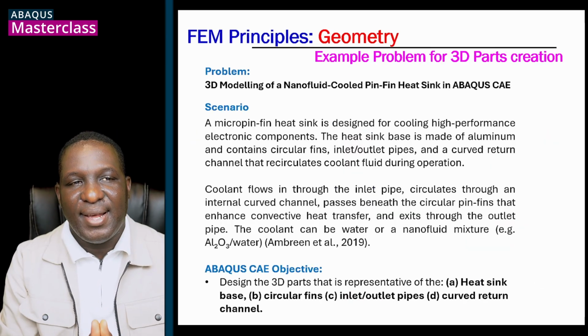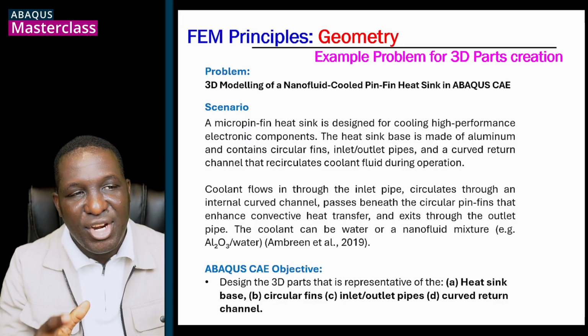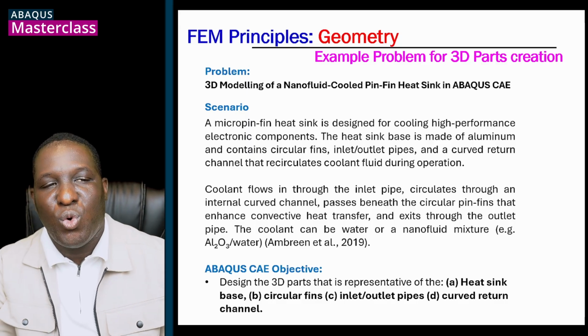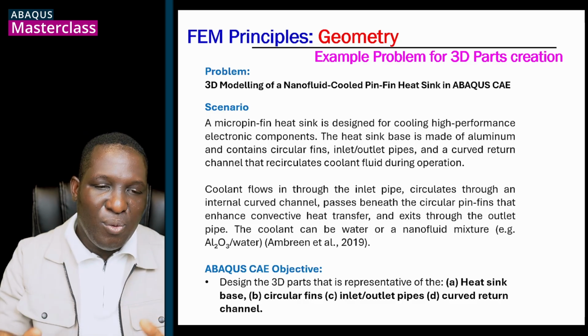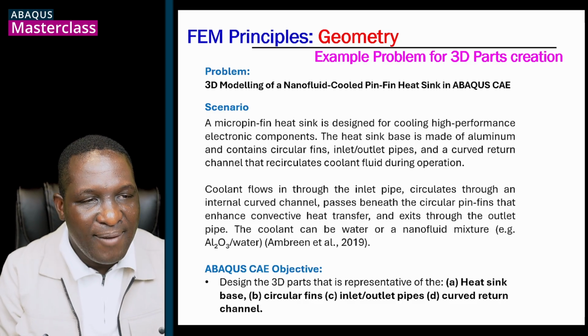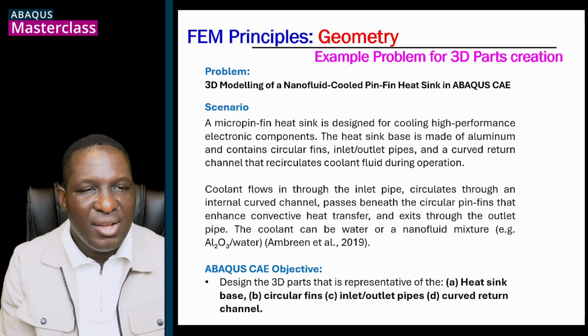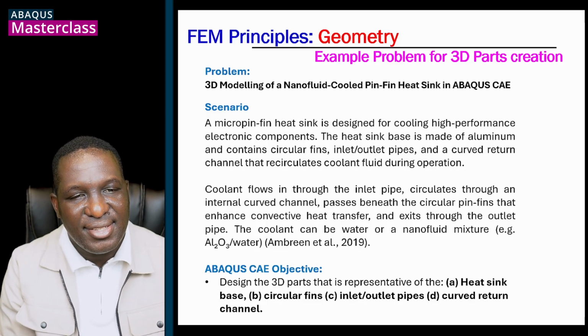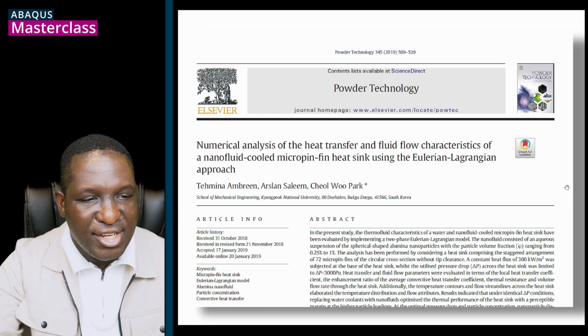I want to use an example problem to illustrate what is going on here. This problem is the 3D modeling of a nanofluid-cooled pin fin heatsink in ABAQUS CAE. Don't worry if you don't know what this is. This is basically a heatsink that is useful in managing heat within some electronic components. It's published in a paper here, which is a paper that I took that geometry from.